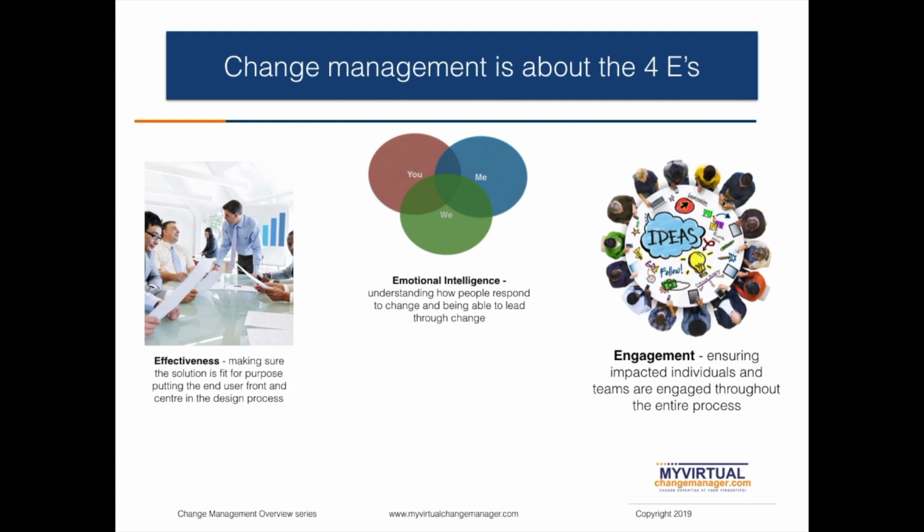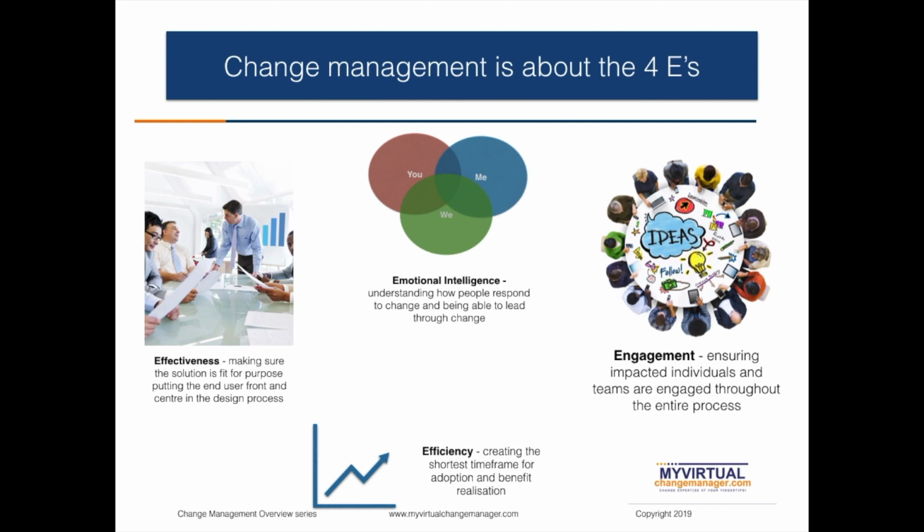Engagement. Ensuring impacted individuals and teams are engaged throughout the entire process. And this is really key, especially when you're looking at a transformation, but even for smaller projects. If individuals are engaged, once again, they become the biggest advocate. And I don't mean just consulting or having them attend a workshop. It's actually having individuals represented in the project group, in the change group, and helping design the change response, the communication plan, the training. You need those individuals at the table.